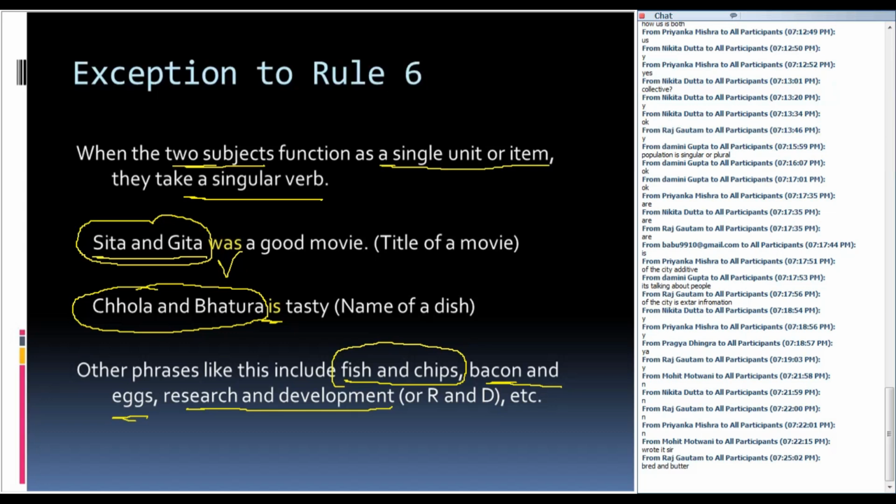Okay, this is the only exception. This is the only exception to rule number 6. Did you understand this?